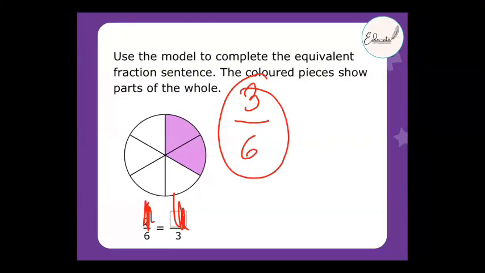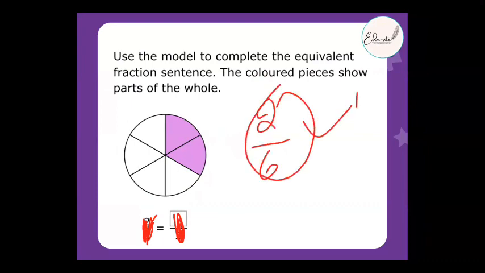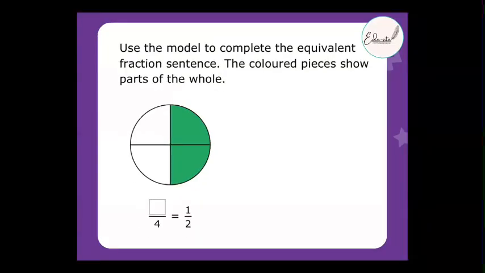What about this one, Aisha? 1, 2, 3, 4. 2 out of 6. It is 2 out of 6? Yes, it is 2 out of 6, mashallah. Okay. What about this one, Vita? 2 out of 4. It's 2 out of 4.